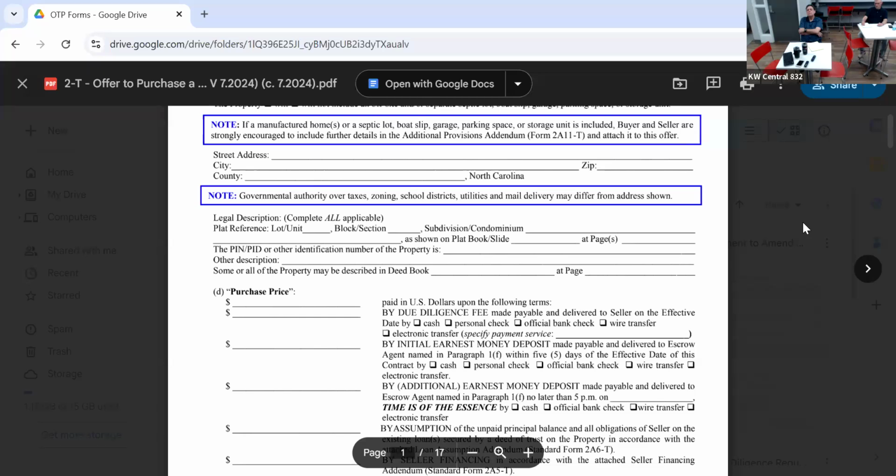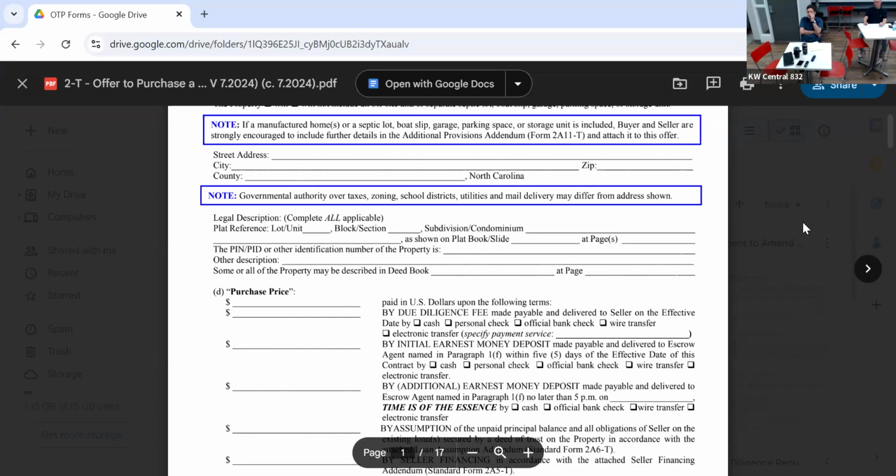Purchase price, self-explanatory. Due diligence fee, we don't do cash. We don't recommend a client pay a due diligence in cash unless they get a signed receipt. So typically we're going to go with official bank check, a wire, or electronic transfer. Electronic transfer is like a Venmo, a Zelle, a PayPal, any of those methods would be an electronic transfer.